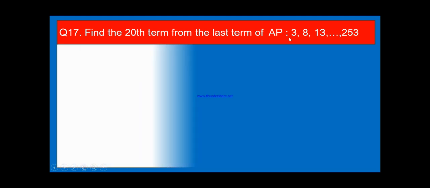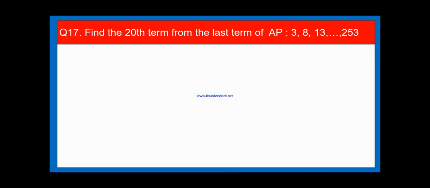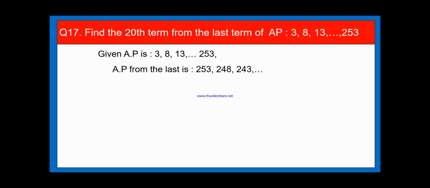Okay. Now, in order to solve this, first of all, let us consider the given arithmetic progression. The given AP is 3, 8, 13, ..., 253. Here, if we list out this AP from the last, what is the common difference? First is 3, second term is 8. Therefore, every term is increased by 5. 3 plus 5 is 8, 8 plus 5 is 13, and so on, last 253.